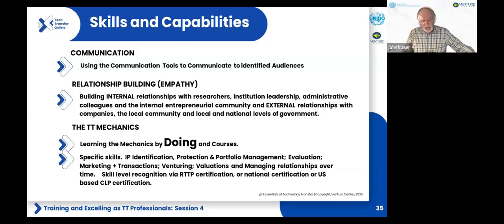So again, the skills and capabilities are there. This is how you go about attaining them and being recognized. If you apply to the Oxford Tech Transfer Office, they make it known that in order to be eligible to apply, you must be RTTP certified. Otherwise, your application will not be accepted. So this is a growing awareness. Next slide, please.